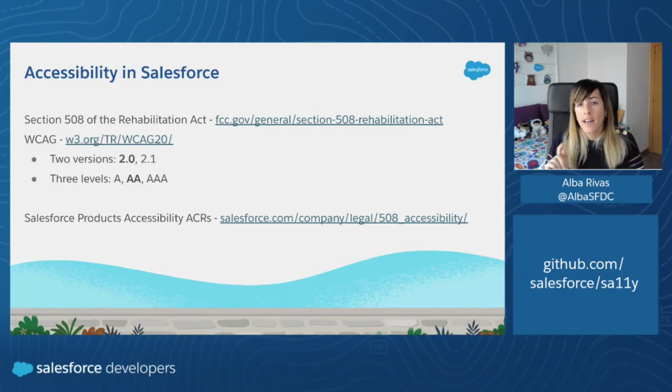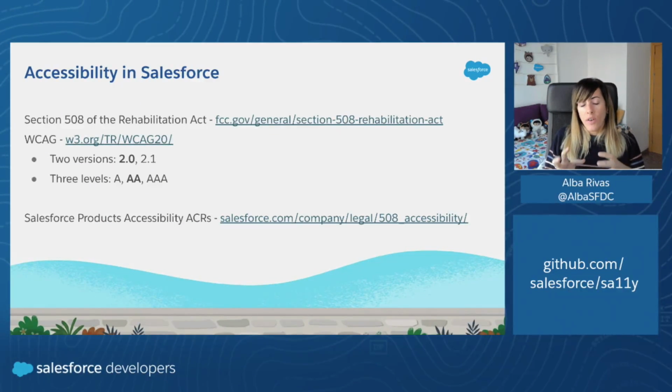The Web Content Accessibility Guidelines have two versions, the 2.0 and the 2.1, and they have three levels. Concretely, at the moment, we are targeting version 2.0 and level AA, but we are starting moving towards version 2.1.